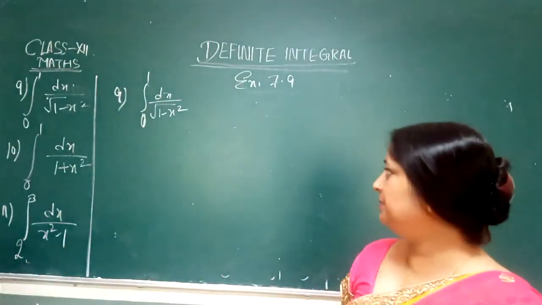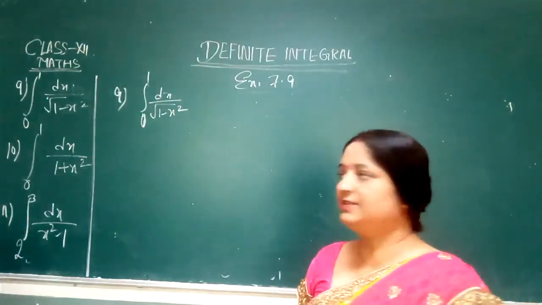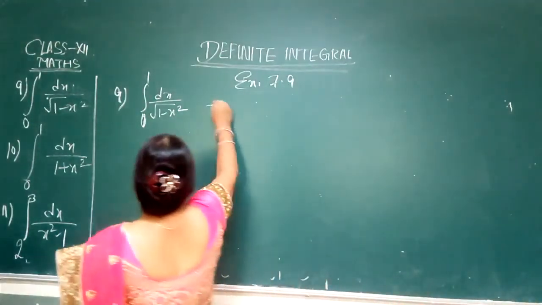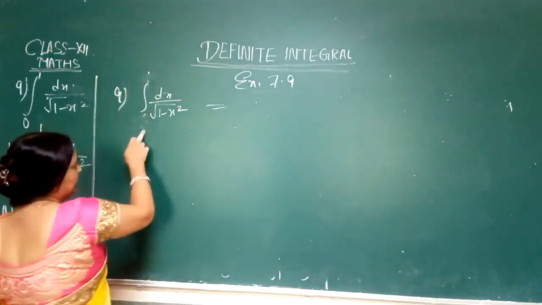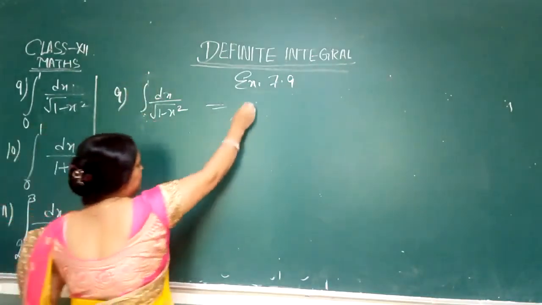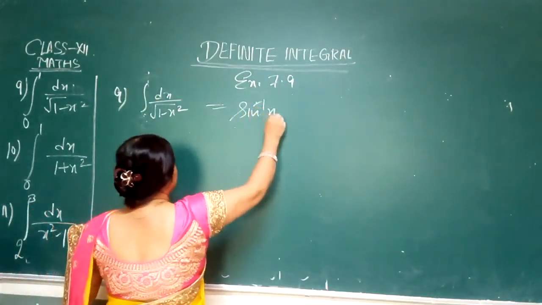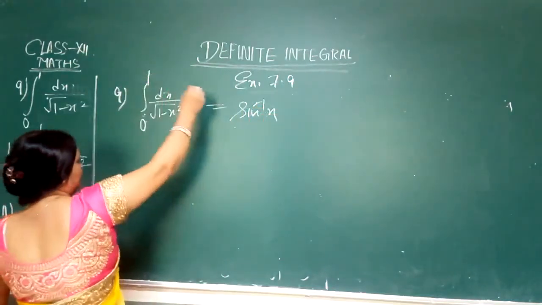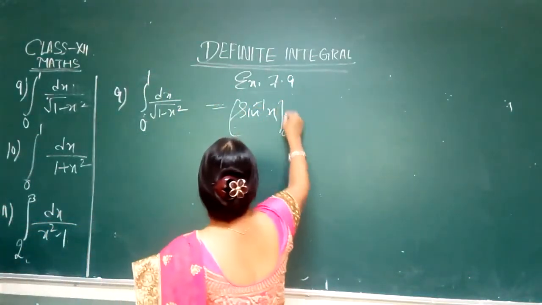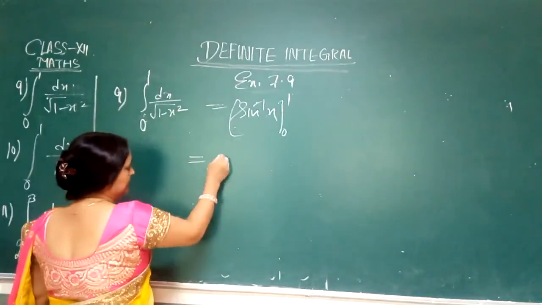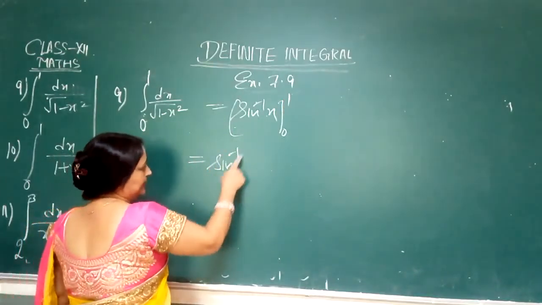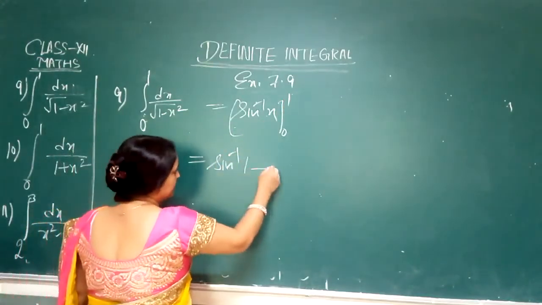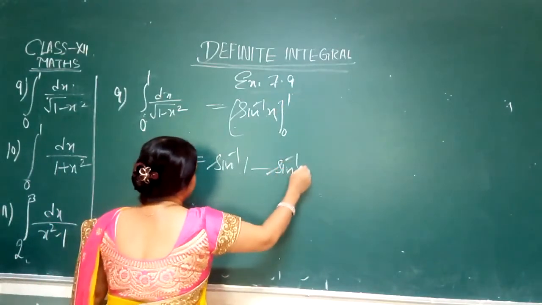That is, this is the derivative of which term? That is sin inverse x. So the indefinite integration of this is sin inverse x, and here the limit is 0 to 1. After that we will apply the limit. So in the place of x, put the upper limit minus the lower limit.